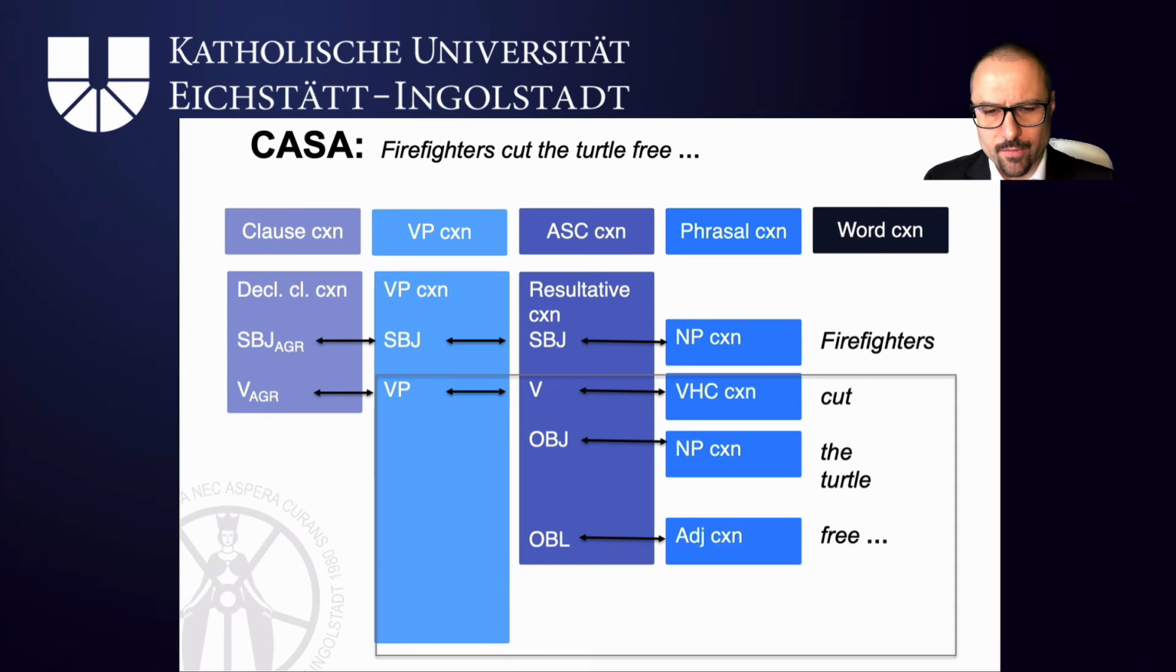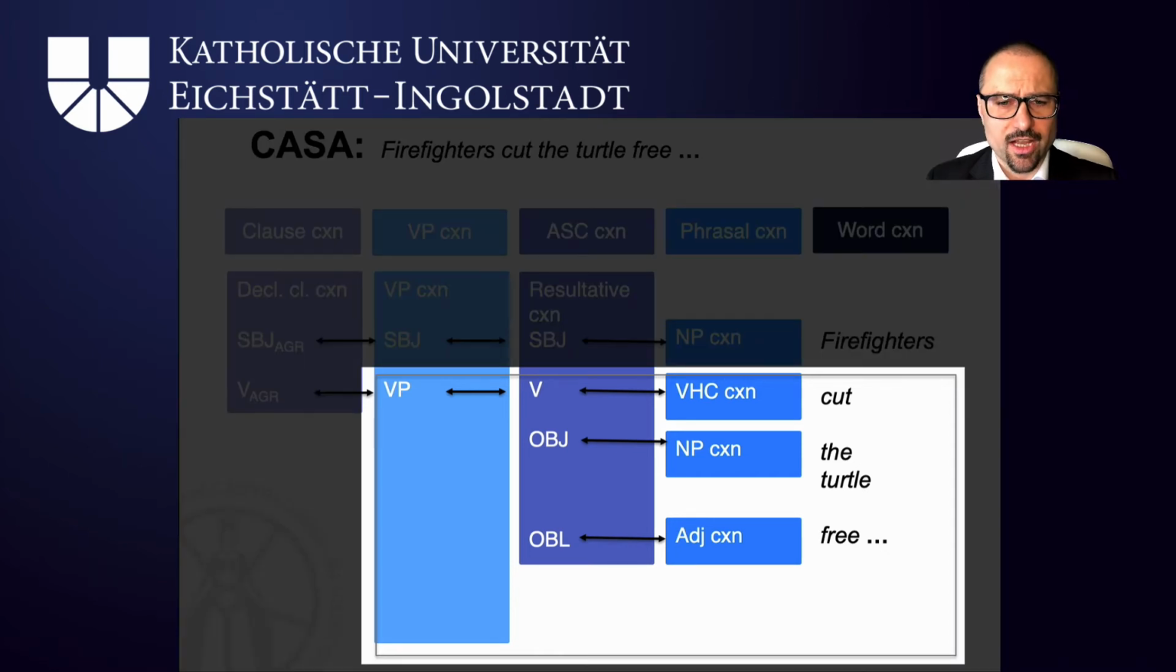So far so good. So we can see how these bidirectional arrows indicate how an element like the noun phrase construction "firefighters" fills a slot of another construction. And we can use overlay of the boxes to also indicate that the verb phrase construction is going to cover verb, object, and oblique of the argument structure construction, as well as VHC, the verb head complex construction, the noun phrase construction "the turtle," as well as the adjective phrase construction "free."